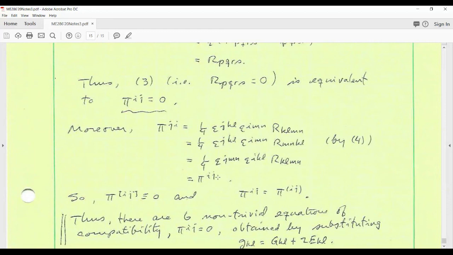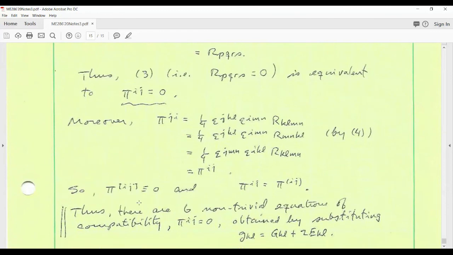I have pi ij. So pi ij is actually symmetric, which means the skew symmetrized part of it is identically 0. You don't get any information at all from those compatibility conditions. You simply get 0 equals 0. So the only remaining content in the compatibility equations is this. Pi ij equals 0 is equivalent then to the symmetric tensor pi ij equal to 0. That's six equations, right? Because there are 6 entries in a symmetric tensor.